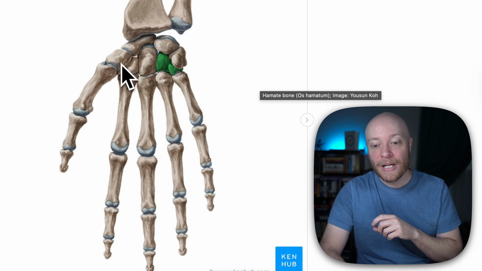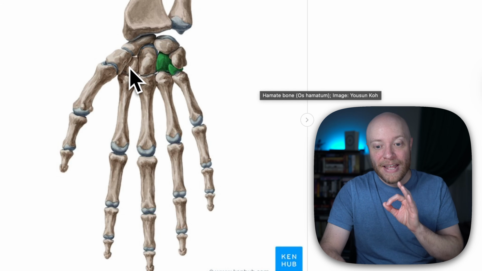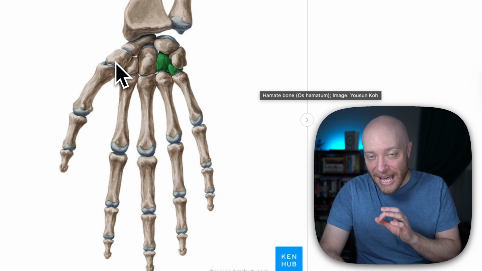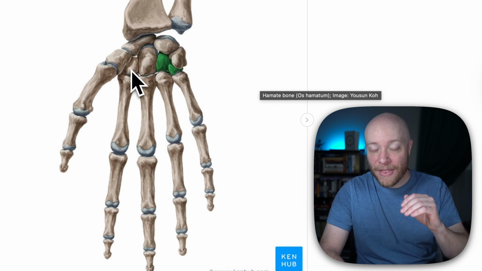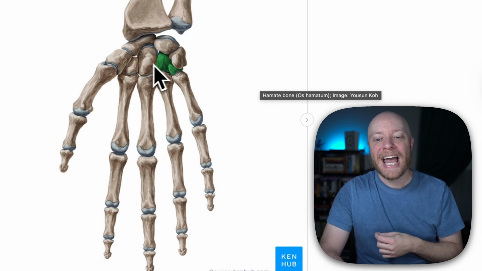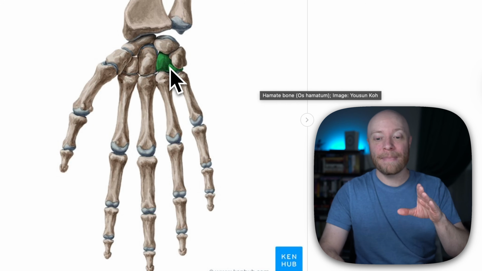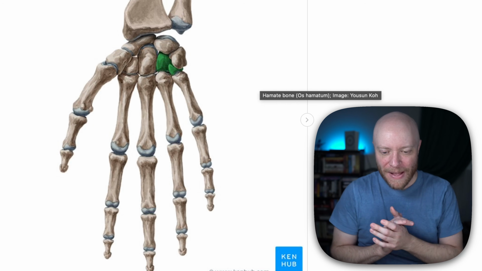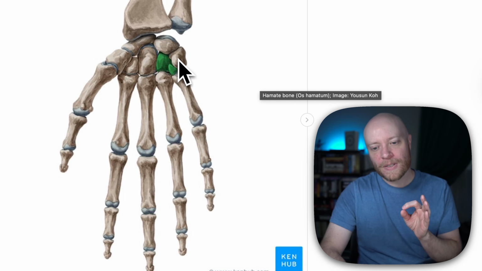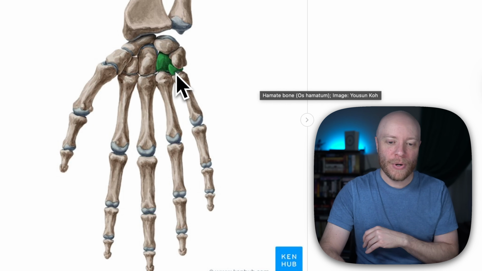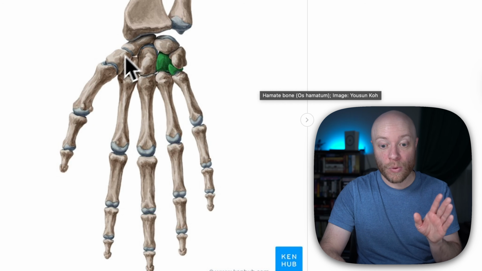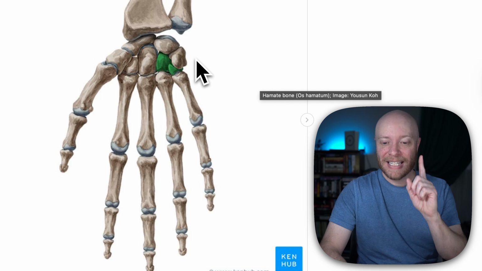So we now have that they can't handle. That is trapezium. They is trapezoid. Can't is capitate. And handle is hamate. So some lovers try positions that they can't handle. Again, that is going from the proximal row towards that distal row, and also this is always going from the thumb side or digit 1 down over towards digit 5.